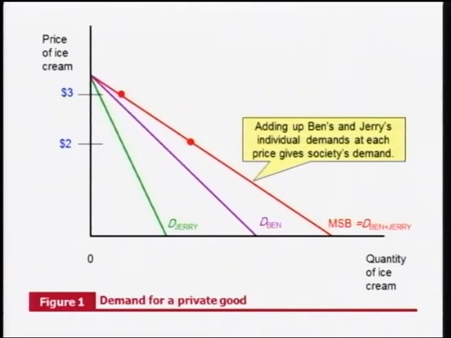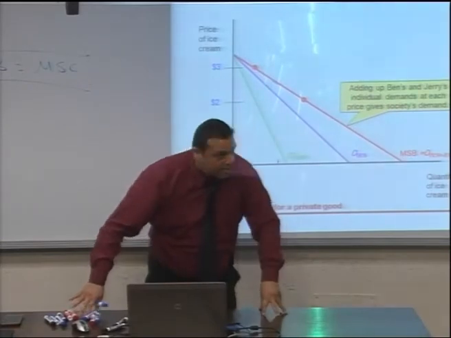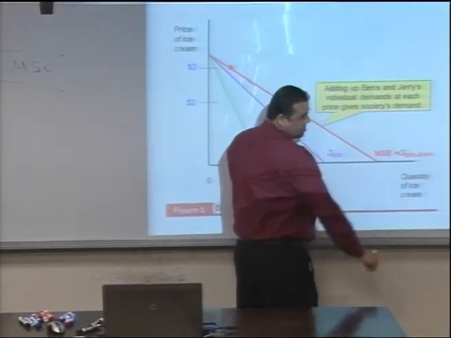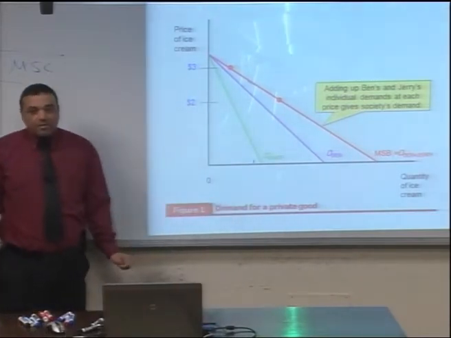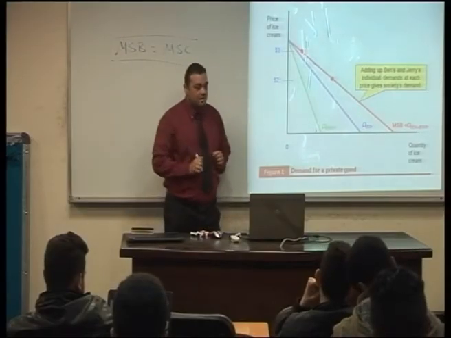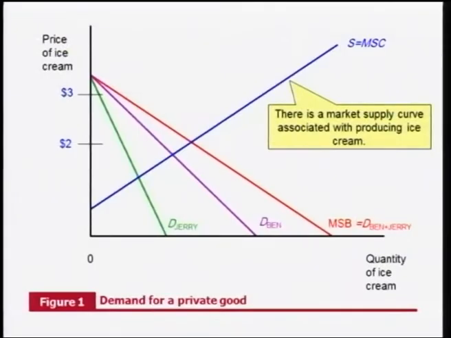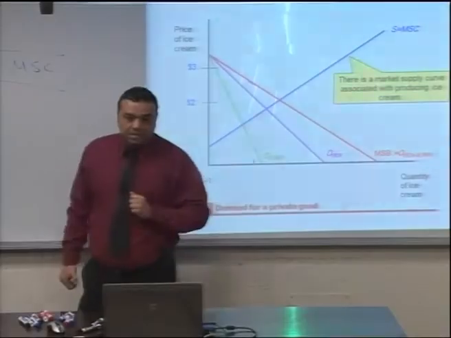So adding up Ben's and Jerry's individual demands at each price gives society's demand. Okay, so this is the whole demand curve for the community, which represents the marginal social benefits. Demand for Ben plus demand for Jerry. Okay, what about supply here? Here's the marginal social cost. This is the market supply curve associated with producing ice cream.